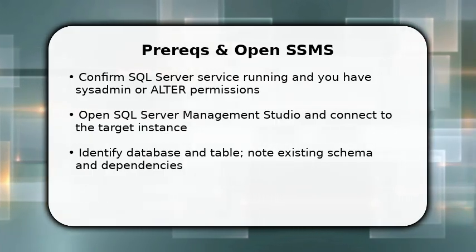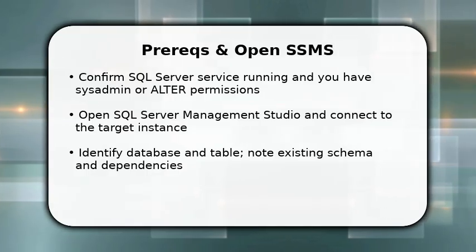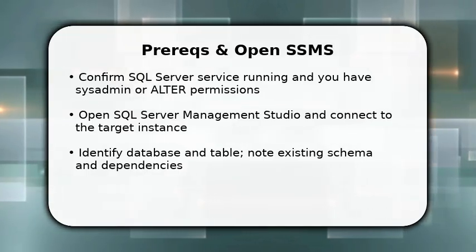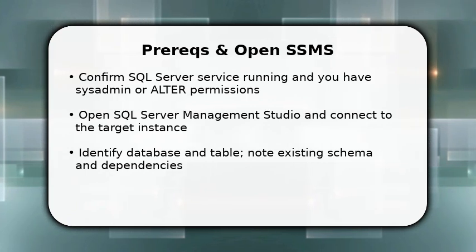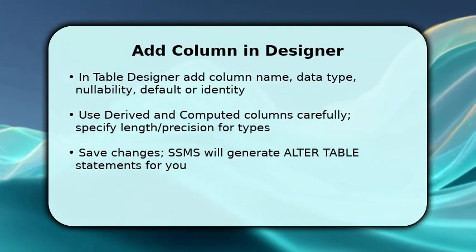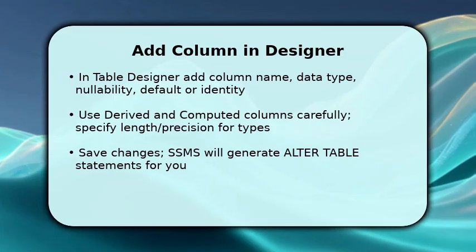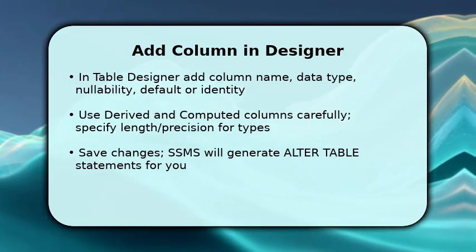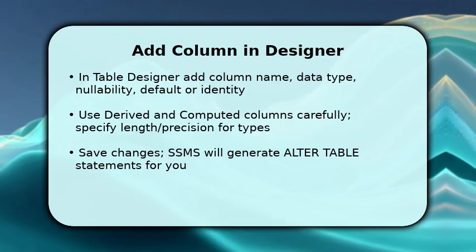This avoids breaking dependencies. Now, right-click the table and choose Design to begin adding a column in the Table Designer. In the Table Designer, click the first empty row to add your column name and select an appropriate data type. Make sure to set length, precision, and scale for types like varchar or decimal.